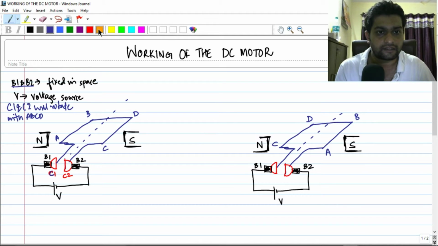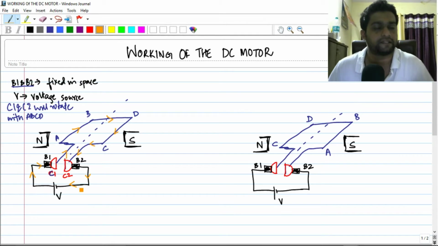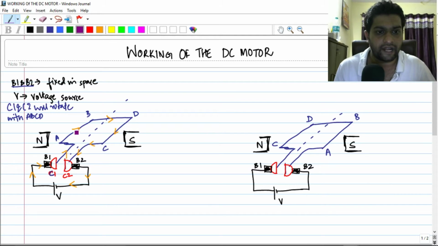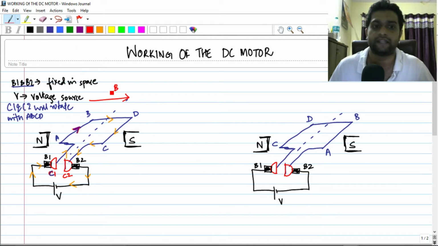So clearly, let me put it in a different color. The current starts like this, because current moves from positive to negative. It enters here like this. Through AB it goes like this, then BD, DC, and it comes back to brush B2, and then it completes its path. Alright, now let us see what happens here. Now the current inside AB is into the paper, right?